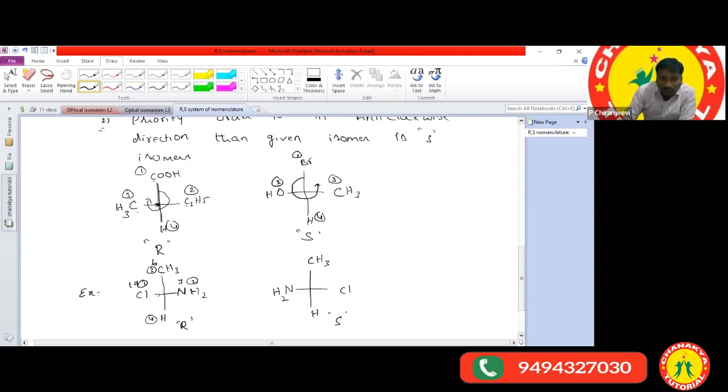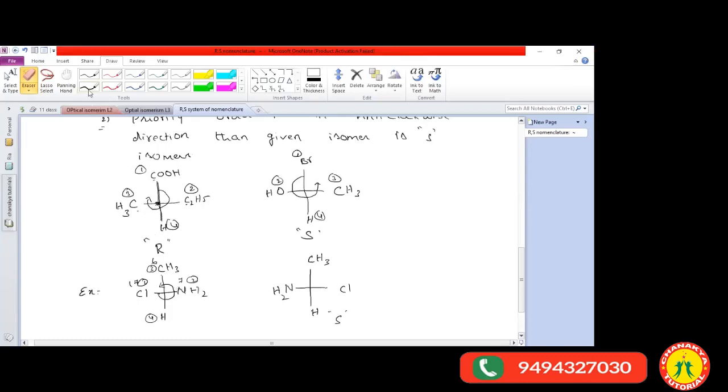Aditi wants to check this one. Sir, Cl, CH3 and H2. Cl, CH3 and H2 means it is in anti-clockwise direction, Aditi. Aditi, you gave the answer R. But the chlorine, amine and methyl groups are present in anti-clockwise direction. If it is anti-clockwise, the given one is exhibited as an S isomer. It's not the R isomer.